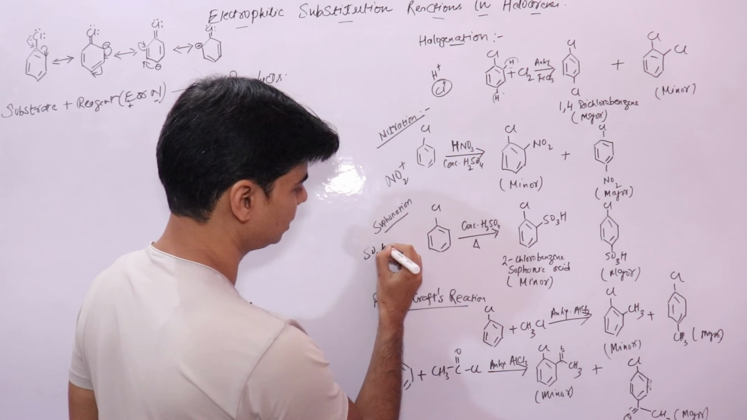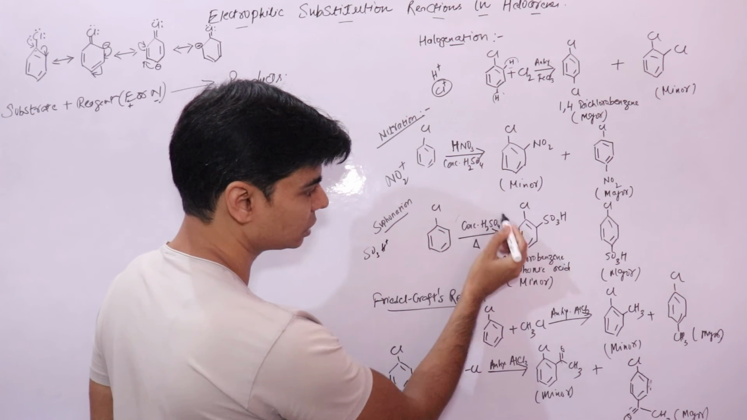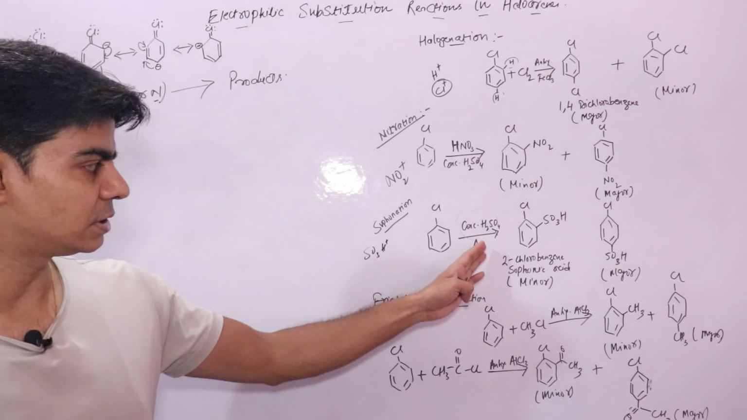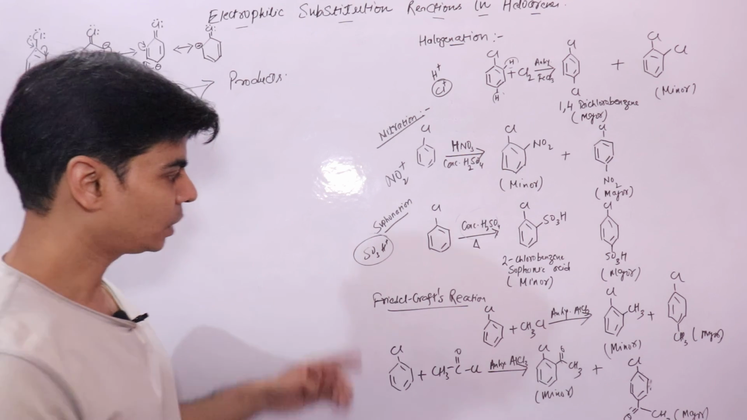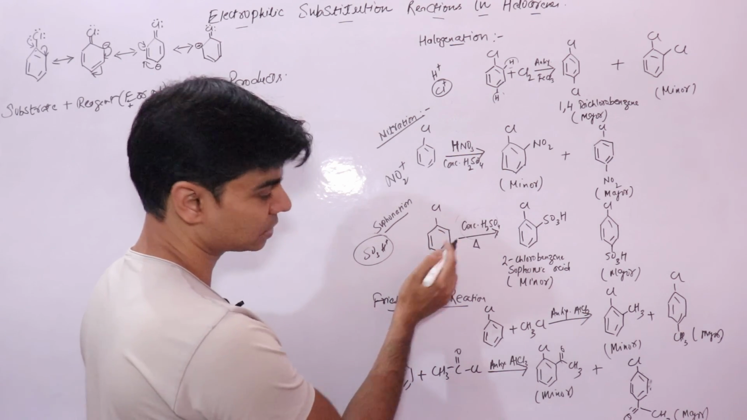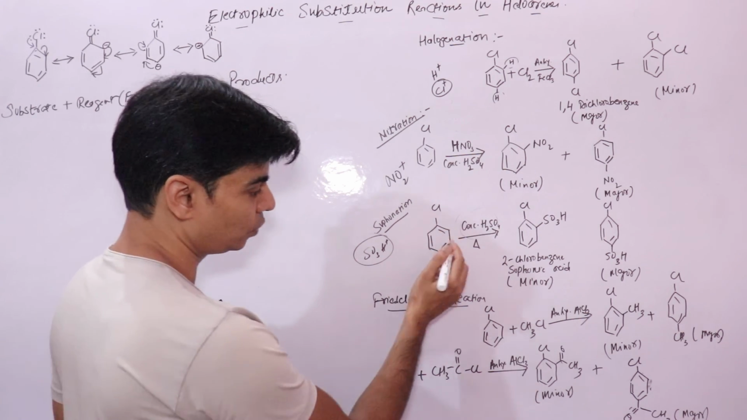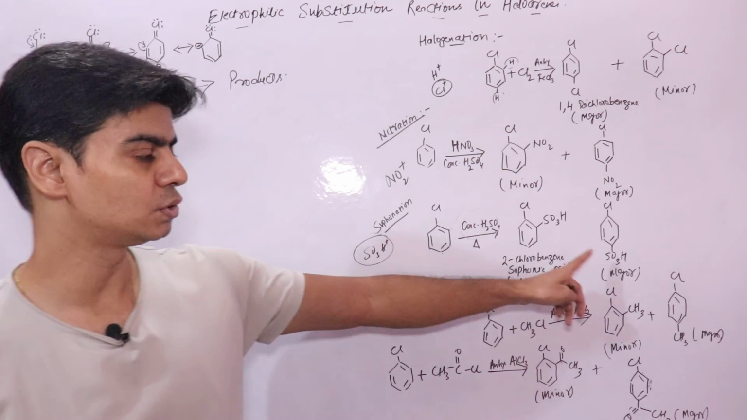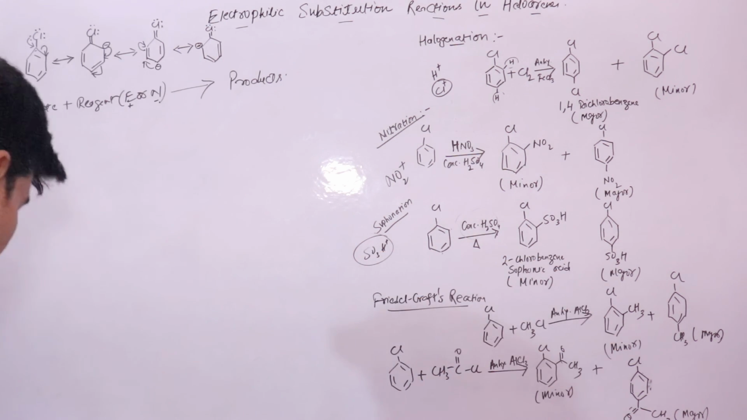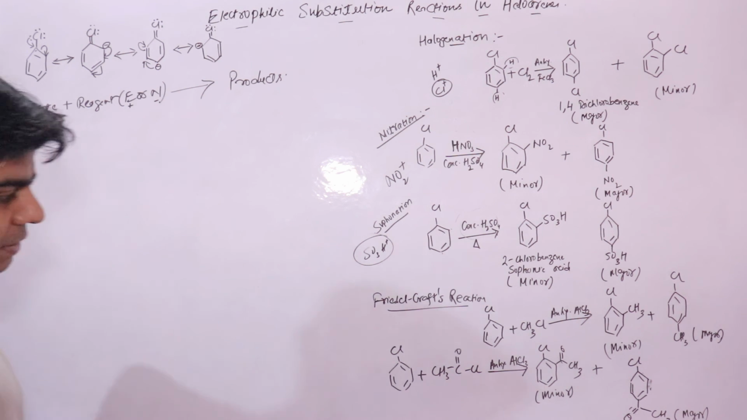Similarly, here you have again an electrophile. Electrophile is this, and your reagent is concentrated sulfuric acid. Concentrated sulfuric acid will form this electrophile. Now this electrophile will again replace the hydrogen atom, which is a weaker electrophile, from this position and this position, to form these two products. So now it is clear from these reactions.